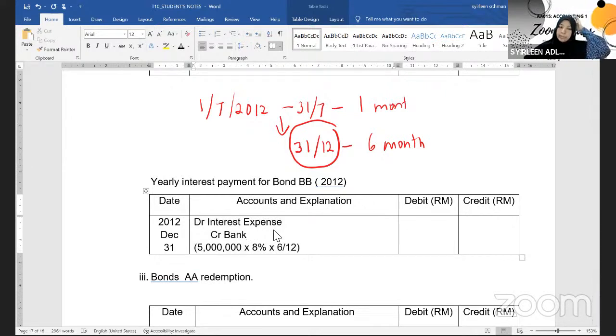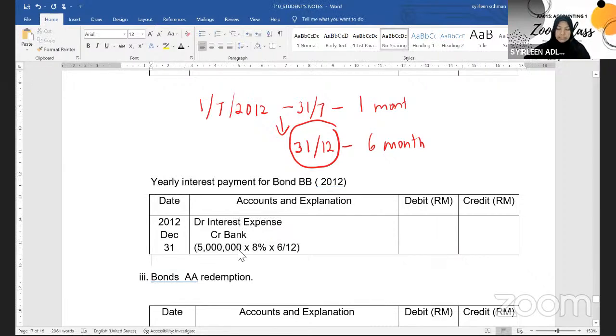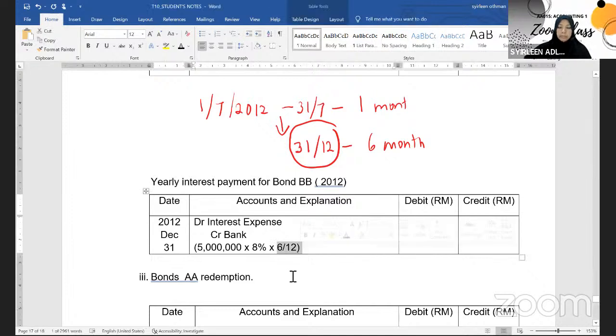Okay, so amount dekat sini ialah based on 8%, the interest rate given in the question. Okay, and the face value is 5 million, tetapi you must remember this is for the first 6 months of interest. So dia punya interest rate is 6 upon 12. Okay, so the amount that you are paying on the 31st of December untuk bond BB is 200,000 ringgit. So every year, every 6 months kita akan come out with this amount lah. Amount ni tak berubah. So you kira sekali saja, you dah tahu dah every 6 months nanti kita akan bayar nilai yang sama.